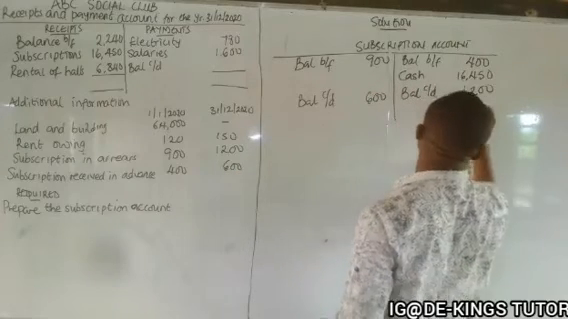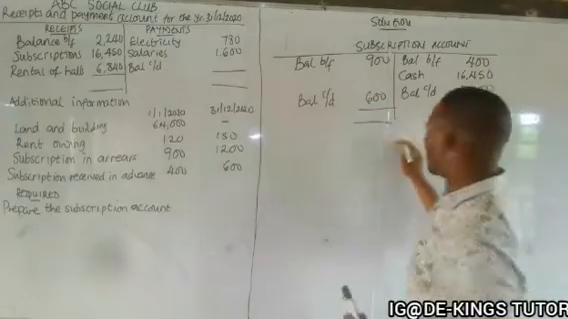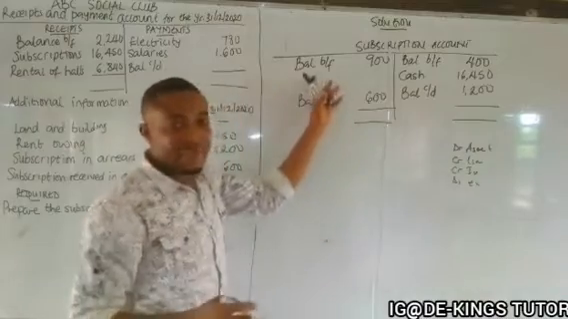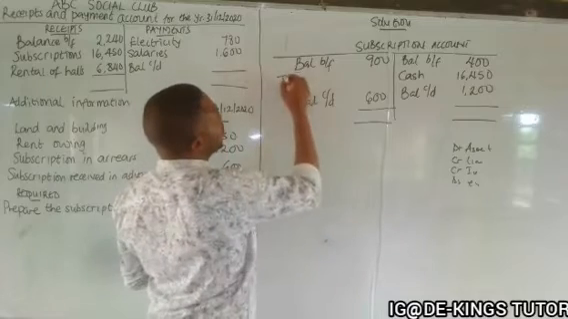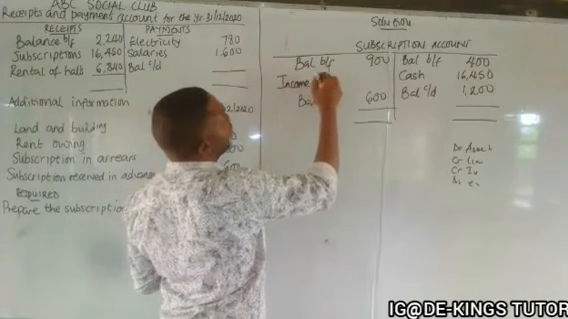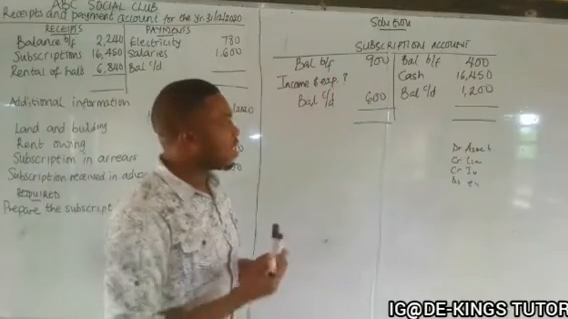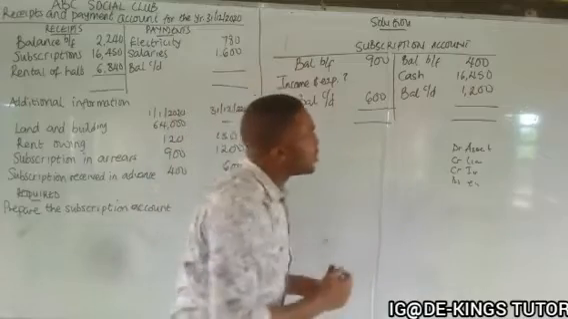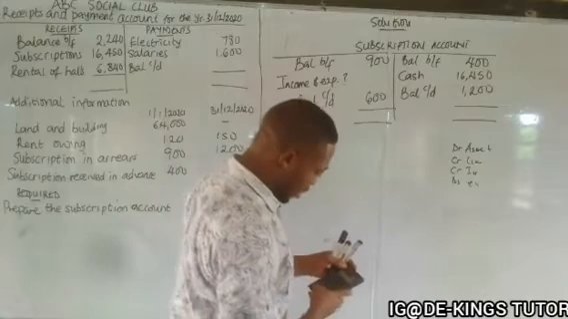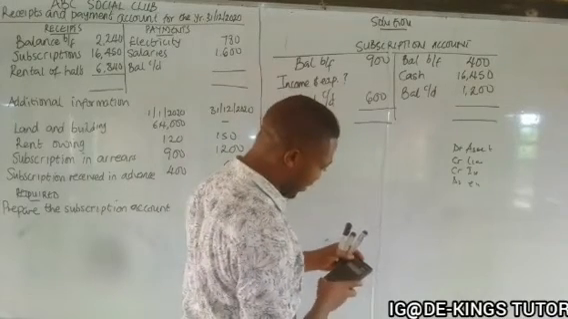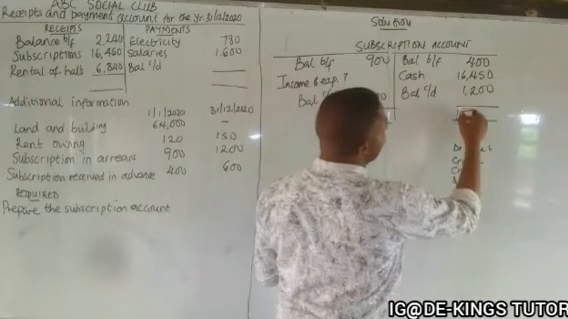Okay, so these two are supposed to have the same balance. So we are going to add this. Now the balancing figure will give us what is posted to the income and expenditure account. So income and expenditure is the reason for preparing this. So let's add up 400 plus 16,450 plus 1,200, we have 18,050.